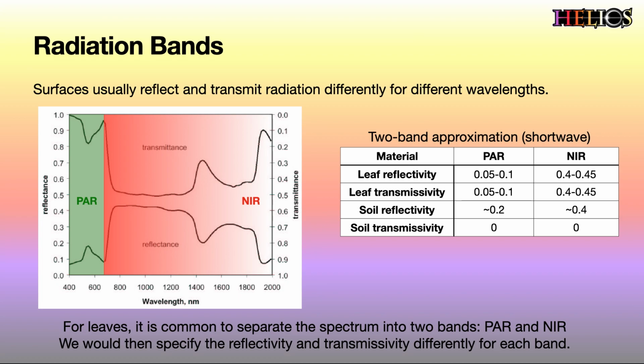For soil reflectivity, it can vary quite a bit, but maybe somewhere around 20% in the PAR and somewhere around 40% in the NIR. And we assume that the soil transmissivity is 0, that it absorbs all the radiation in the region that we are interested in.